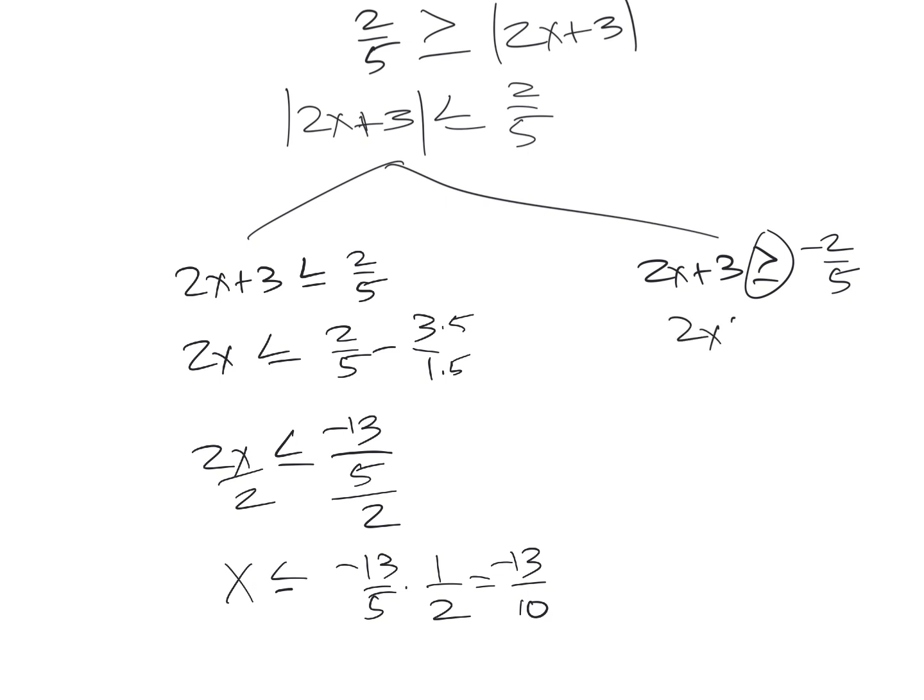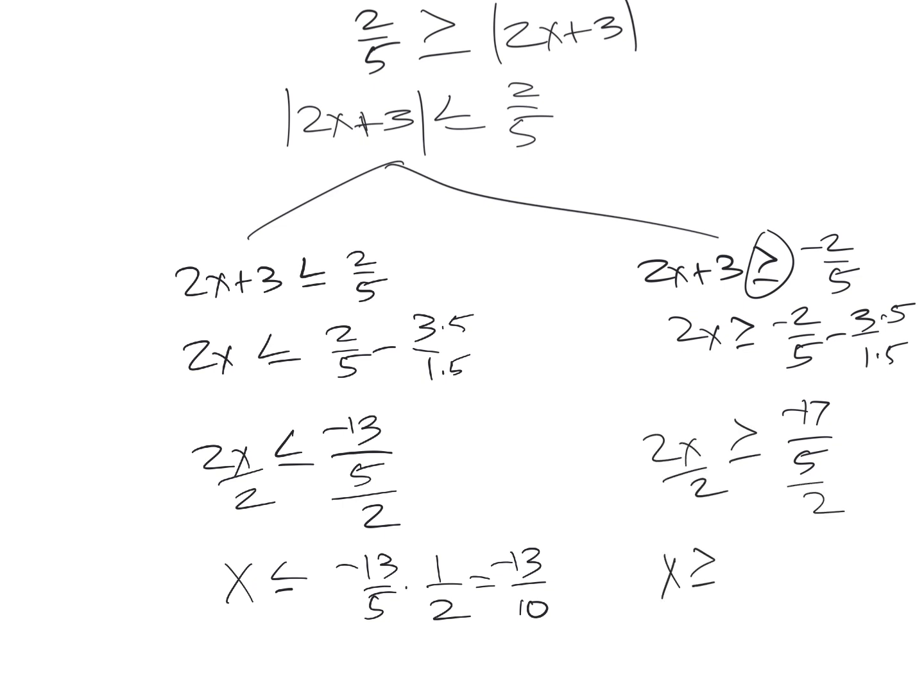Subtract 3. Negative 2/5 minus 3 over 1. Again, common denominator. Negative 2 minus 15 is negative 17. And then divide off the 2. And you get negative 17/5 times the reciprocal of the denominator, which is negative 17 over 10.